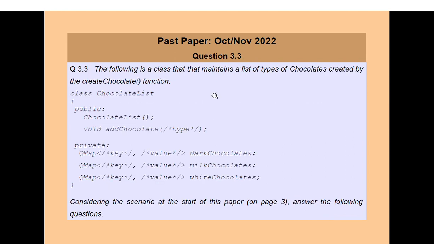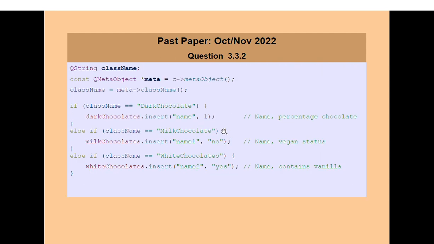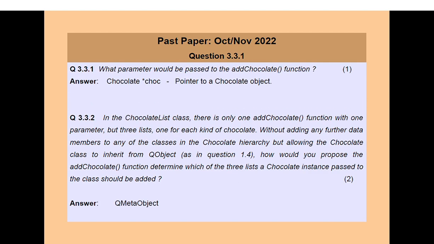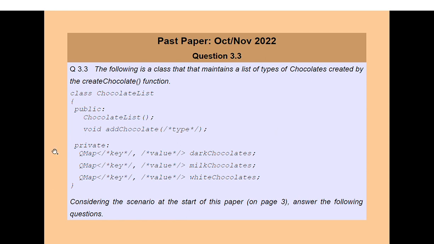Question 3.3. The following is a class that maintains a list of types of chocolates created by the create chocolate function. So we have an add chocolate method, and then we have 3 data members using QMaps. It has different ones for dark chocolates, milk chocolates, and white chocolates. So there's 3 different types of QMaps being used for the different chocolate types.